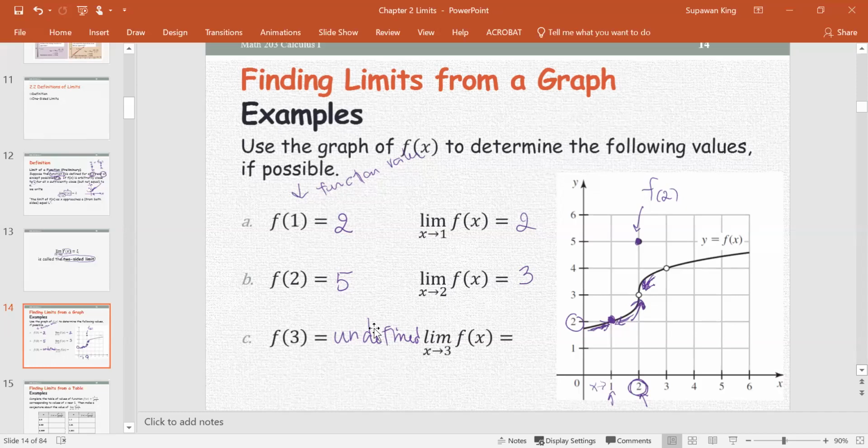All right, how about the last case? How about when x approaches 3? Now we look at the graph, move along the graph, coming from the left side, coming from the right side. If both of them are coming towards the same number, we use that number to represent the limit of the function. So for x approaches 3, what would be the limit of f(x)? 4. Yes, it's gonna be 4.